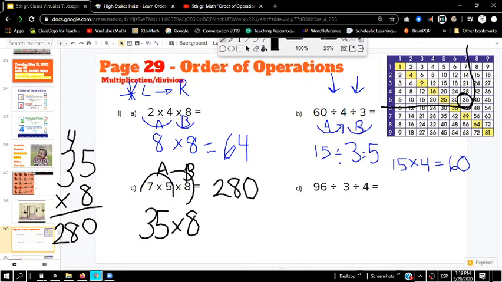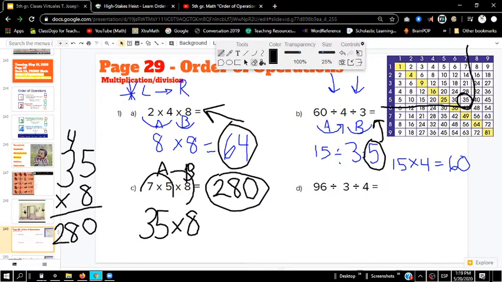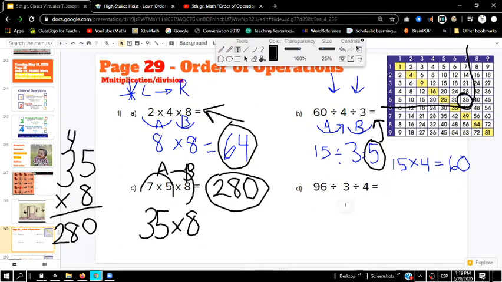Okay? So far we have all of our answers for the first 3 problems: 64, 5, and 280. I'd like you to pause the video and do the last problem on this page, 29, on your own. All right, hopefully you paused the video and you're able to do that problem. Let's check it to see if it's correct.